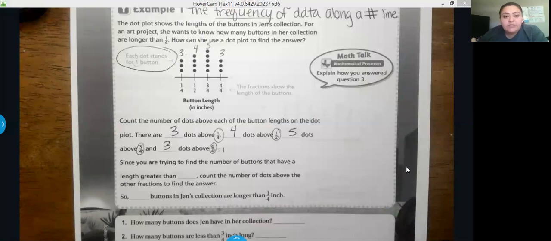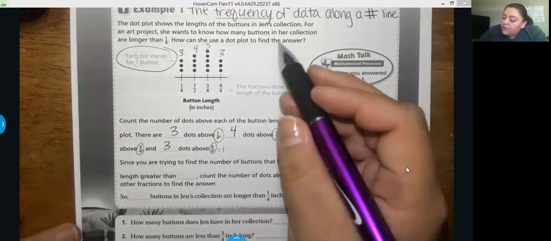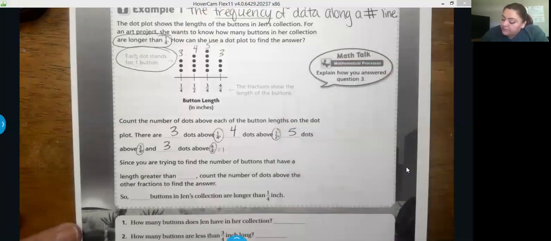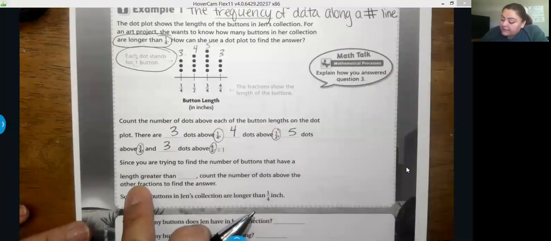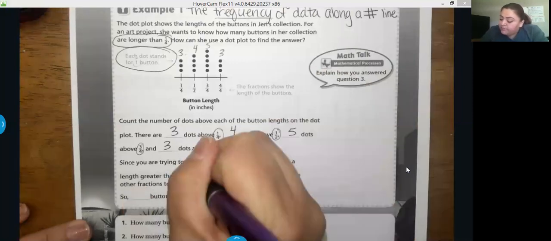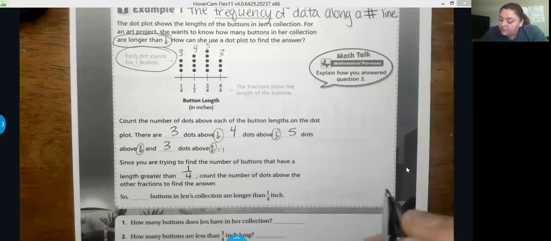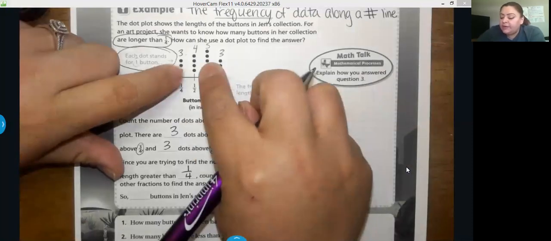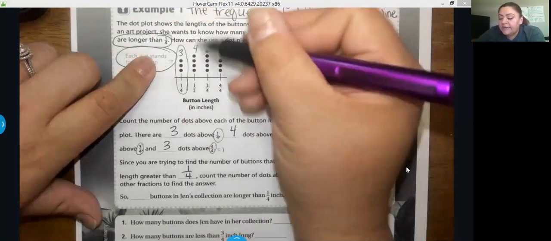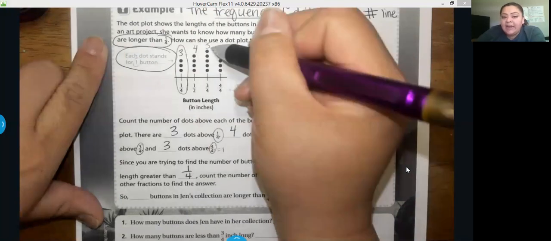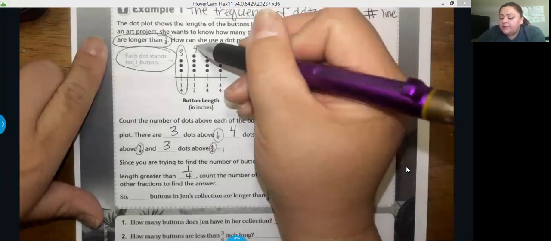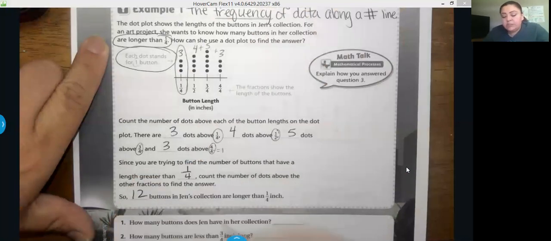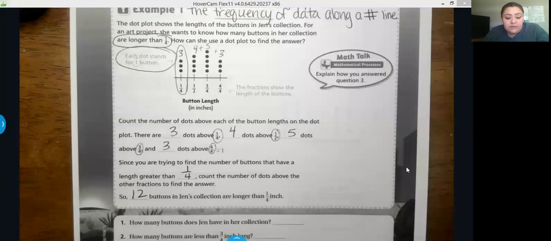So we want to answer the question they asked us at the top. She wants to know how many buttons in her collection are longer than 1/4. That's what we're looking for. So we're trying to find the amount that has a length greater than 1/4, so we're going to count the number of dots above the other fractions. We want to know how many in total are higher than this one right here, which means all we're going to do is count all the dots. Since we've already added them up here, we can just add these totals together. So 4 plus 5 is 9, plus 3, 10, 11, and 12. So 12 buttons in Jen's collection are longer than 1/4 inch.